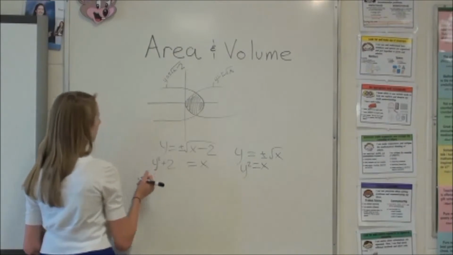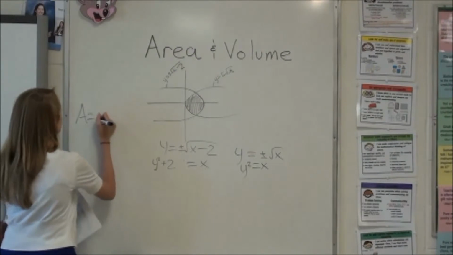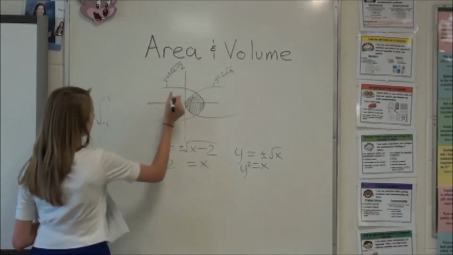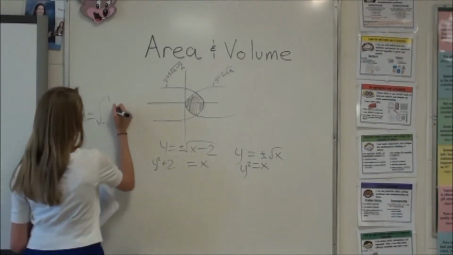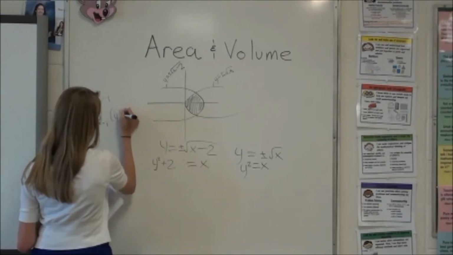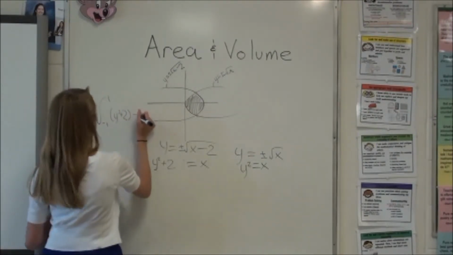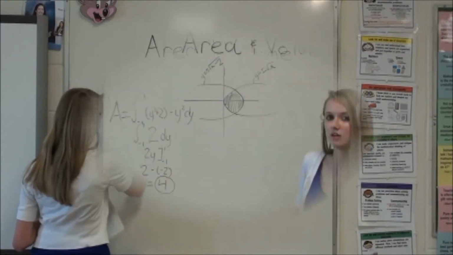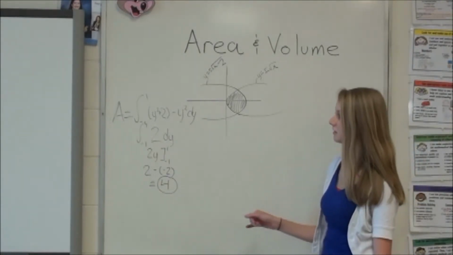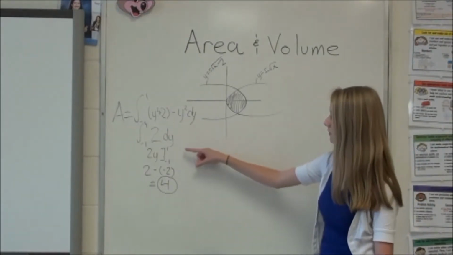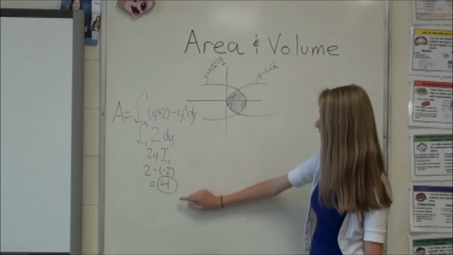So it would be A equals the integral from negative 1 to 1, because that's where they intersect, of y squared plus 2 minus y squared dy. Alright, so this takes you through the process of finding the area using right minus left over the integral and then simplified, and then you anti-differentiate and you plug in the numbers and the area is 4.